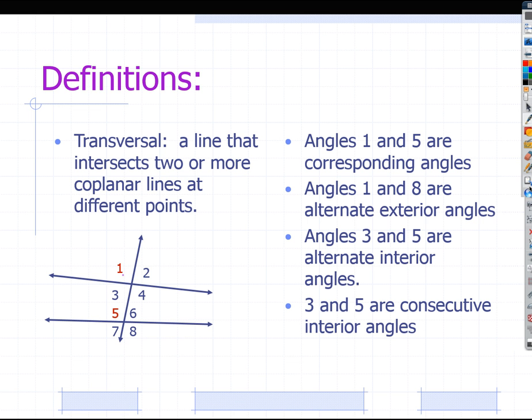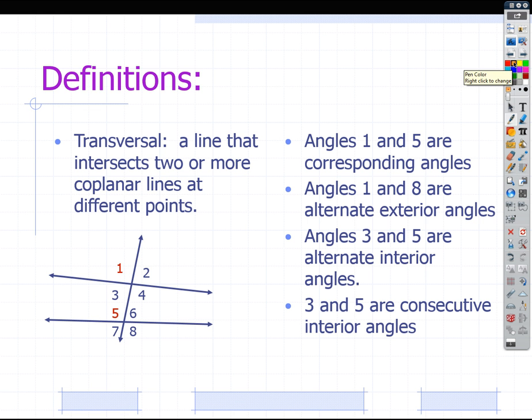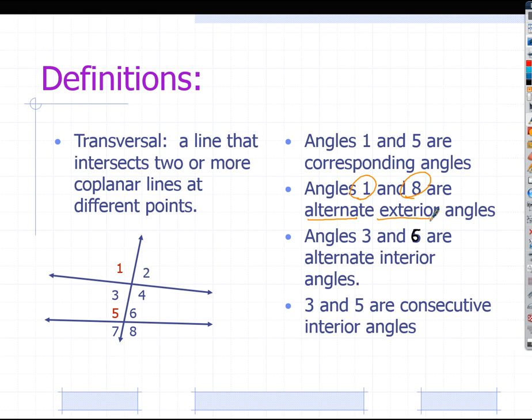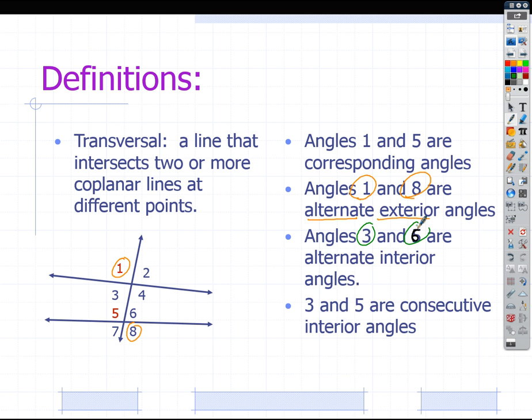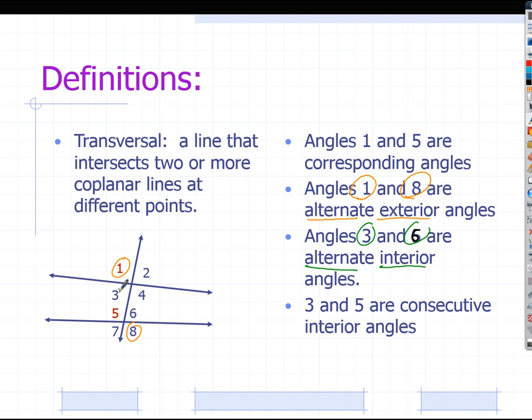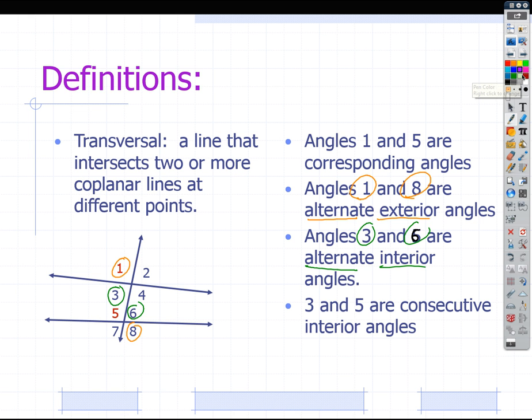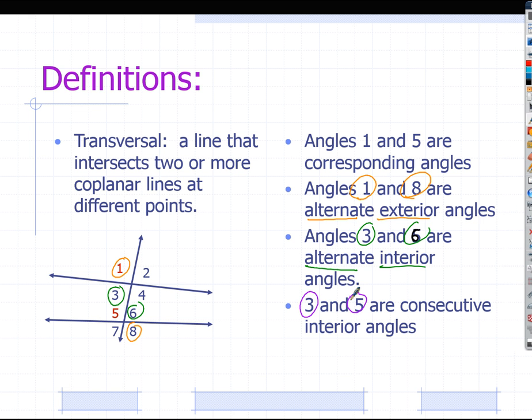Okay, what about these other ones? See if you can come up with the scheme that we use to name these other angles. I gotta make one change because there's one mistake here. That's supposed to be a 6. Okay, what about angles 1 and 8? We call those alternate exterior angles. Angles 3 and 6 we call alternate interior angles. And angles 3 and 5 we call consecutive interior angles.